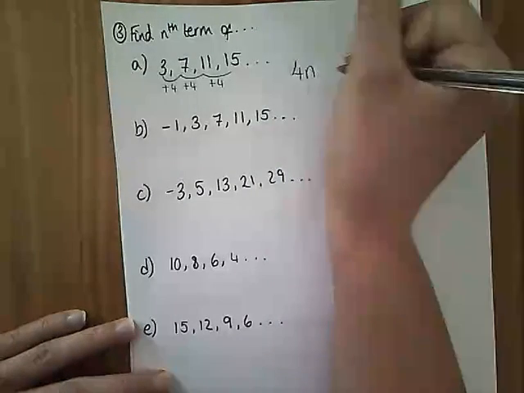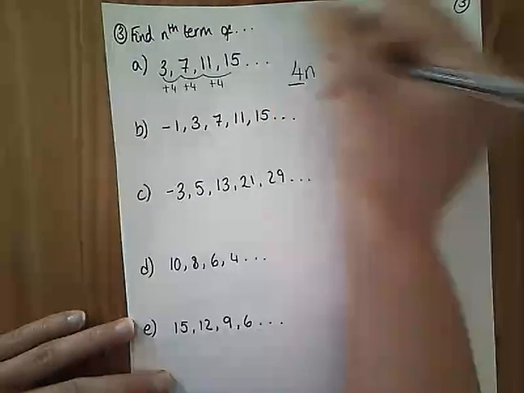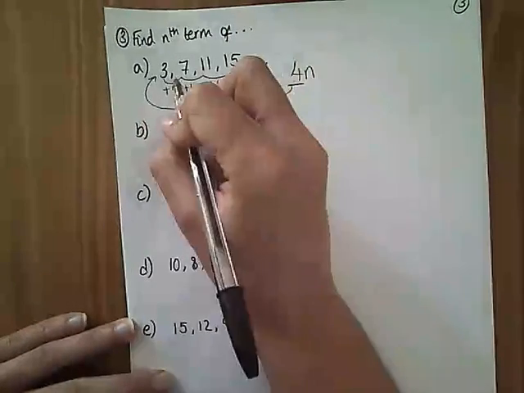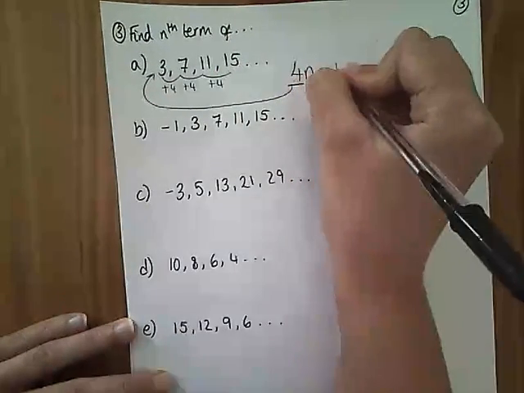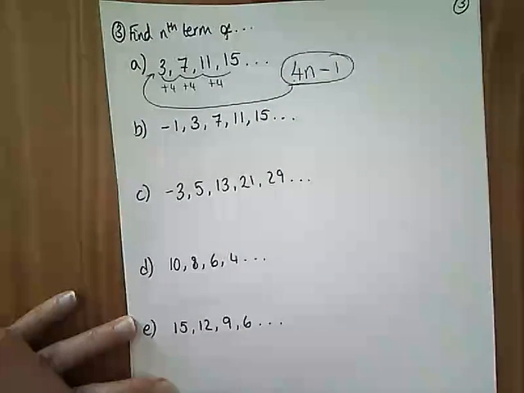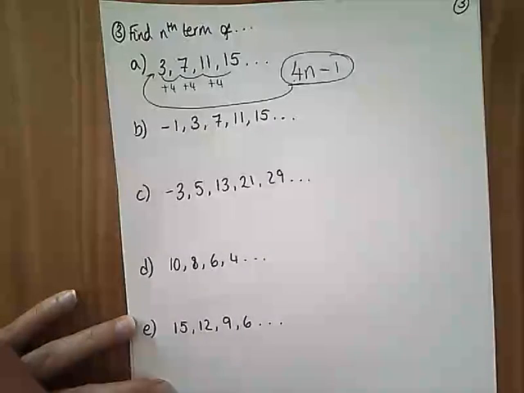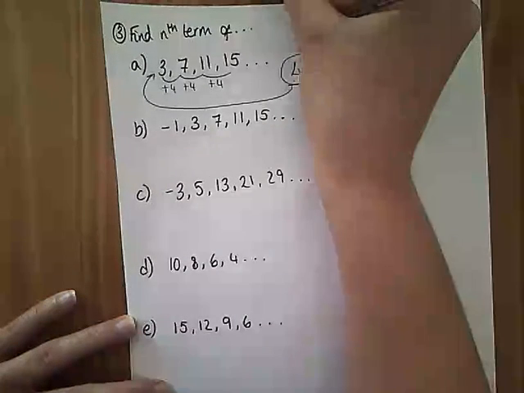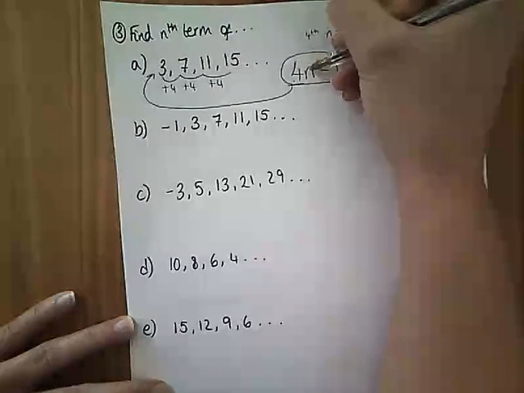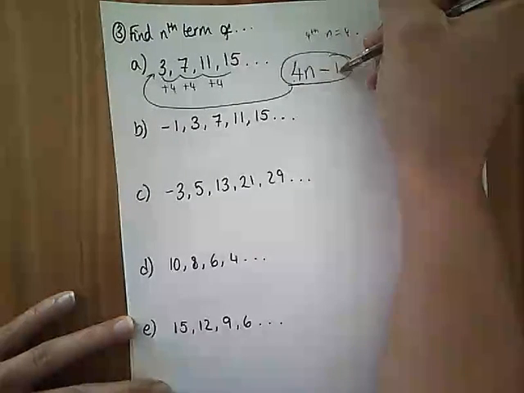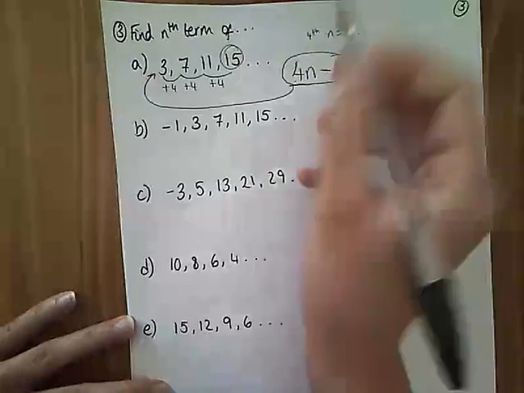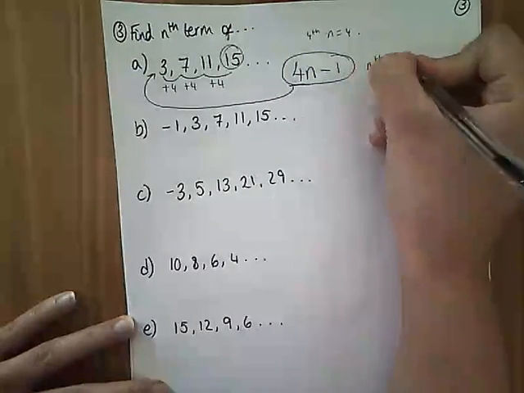You then say, how do I get from this number to the first number in my sequence? So how do I get from 4 to 3? Well, I take away 1. So the first sequence has an nth term, 4n take away 1. And you can check it. Let's say I want the 4th term. So the 4th term is when n is 4. So if I do 4 times 4, I get 16. Take away 1 is 15. Here's my 4th term. Yes, it was 15. It works. Okay, so this is what we call the nth term.